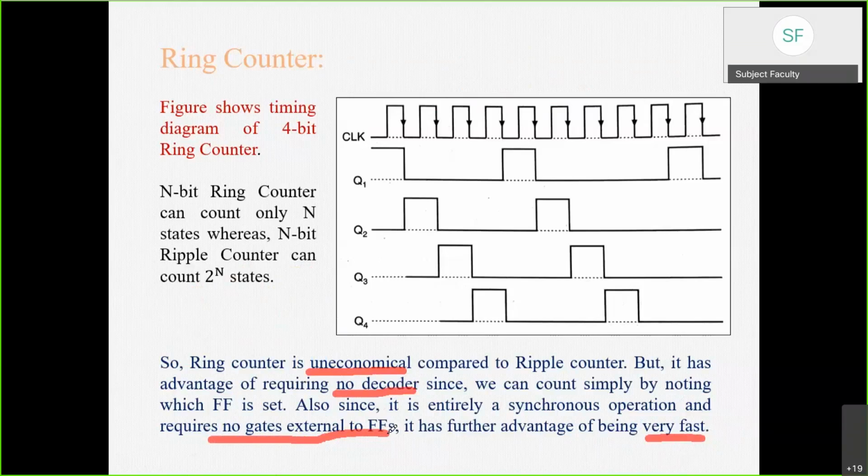One small topic is remaining, that is the twisted ring counter. We will see it in the next lecture.